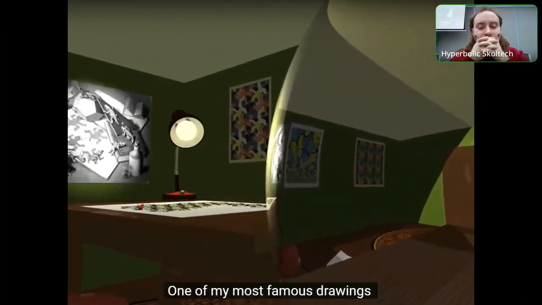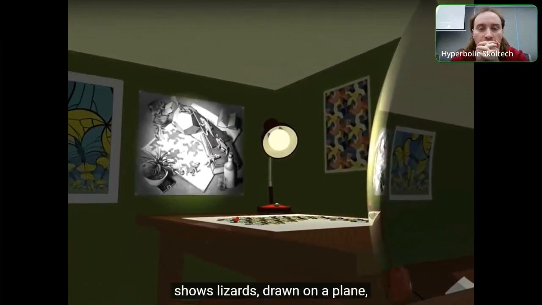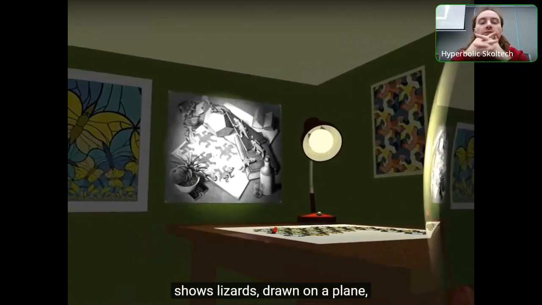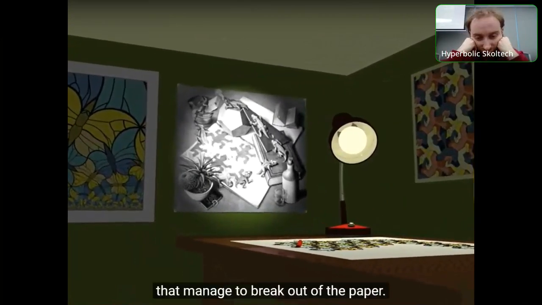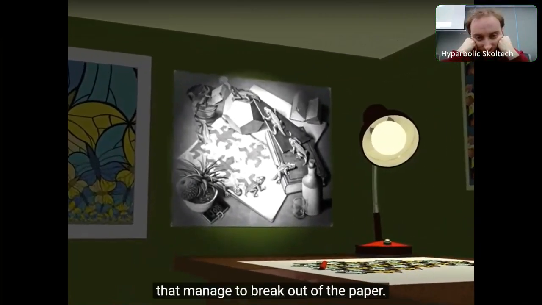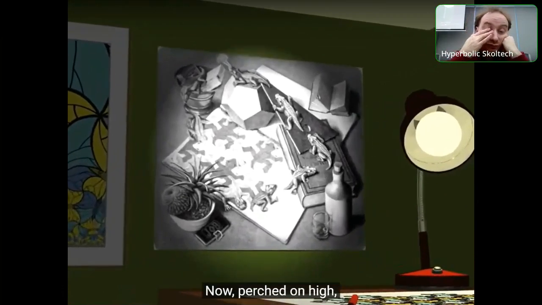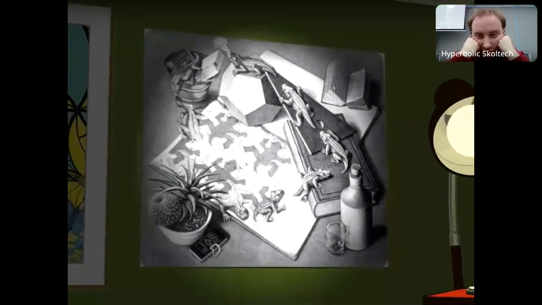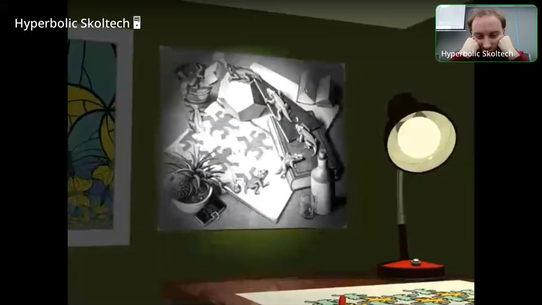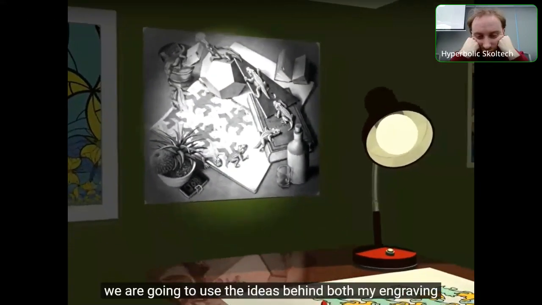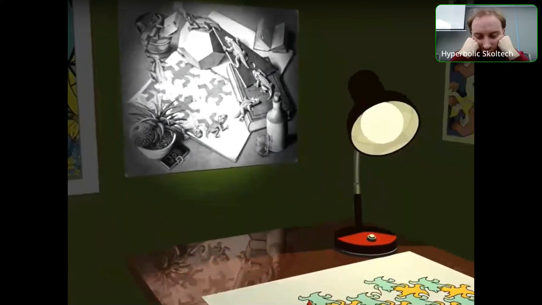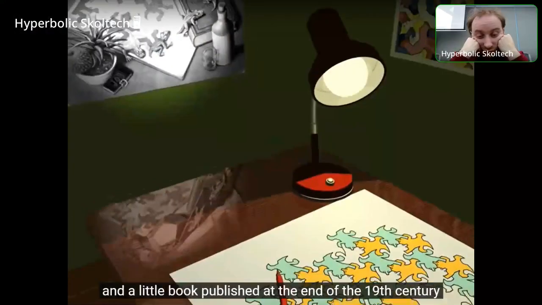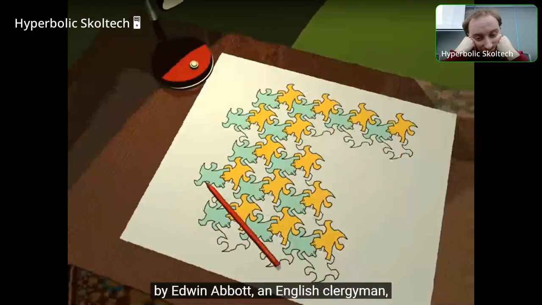One of my most famous drawings shows lizards drawn on paper who manage to break out of the paper. Now, perched on high, they contemplate their previous existence as flat life. To prepare ourselves for life in four dimensions, we are going to use the ideas behind both my engraving and a little book published at the end of the 19th century by Edwin Abbott, an English clergyman, called Flatland.